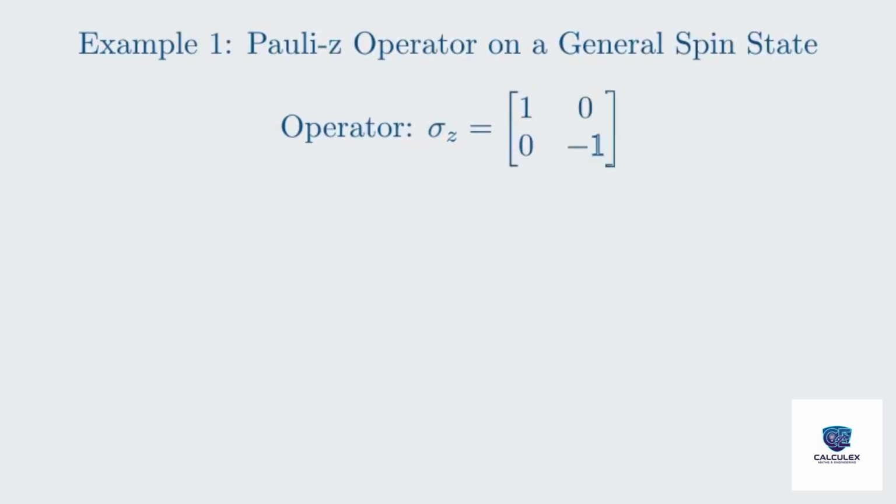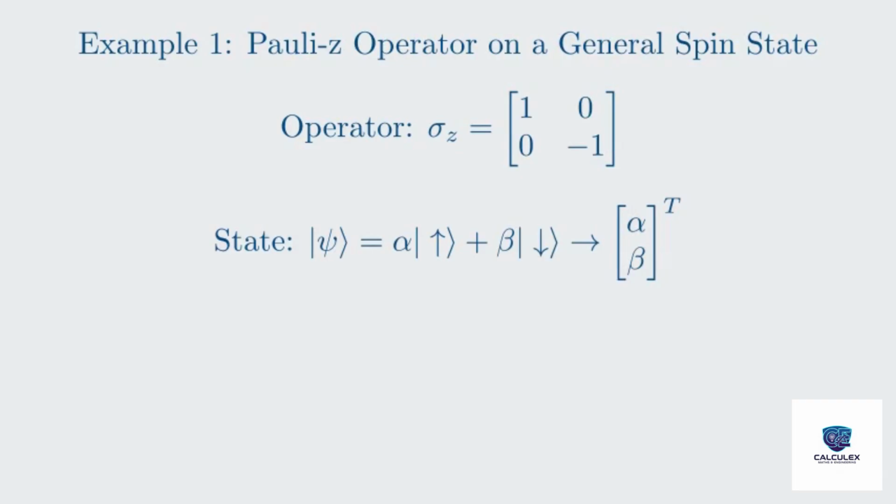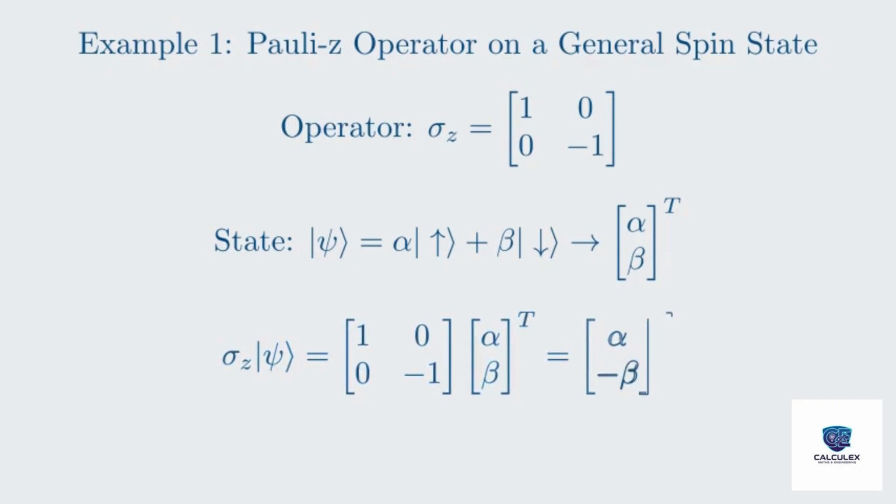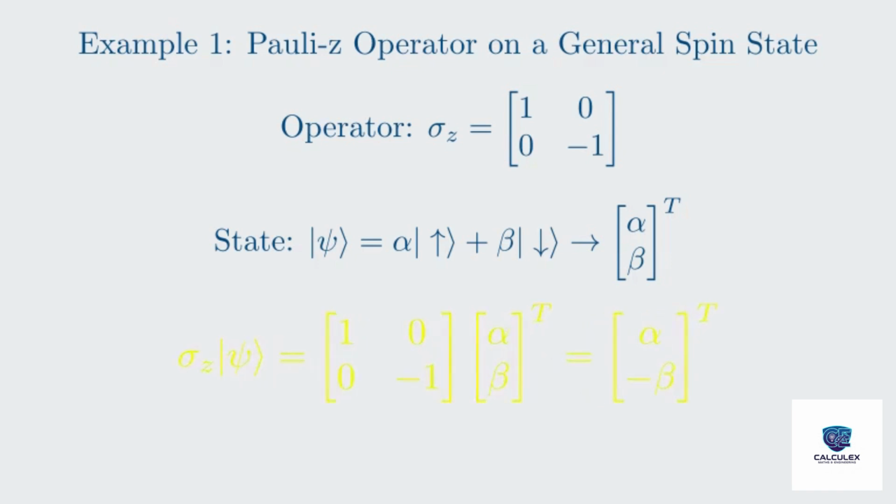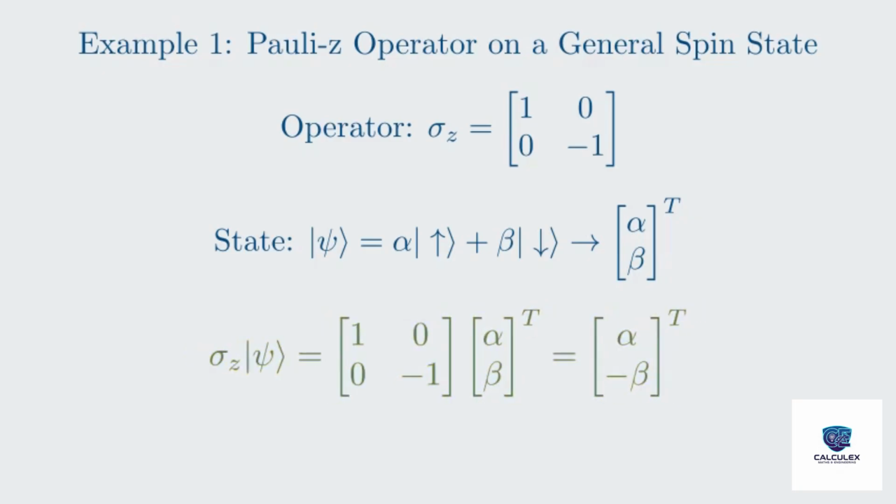Let's work through our first example of an observable acting on a state. We'll use the Pauli z matrix. Our operator is sigma z, and we'll apply it to a general spin state |psi>. We'll write the vectors as columns in the spin-up, spin-down basis. The action of the operator is just matrix multiplication. Sigma z acting on |psi> is the matrix [1, 0; 0, -1] multiplied by the column vector (a, b). This gives us the new vector (a, -b). This is a new vector. The operator sigma z transformed our original state vector into a different vector.